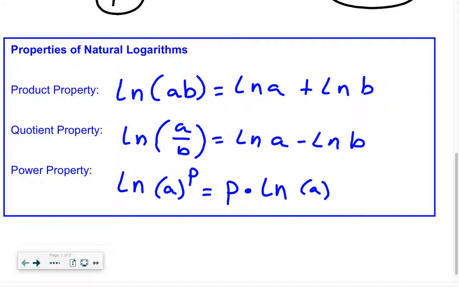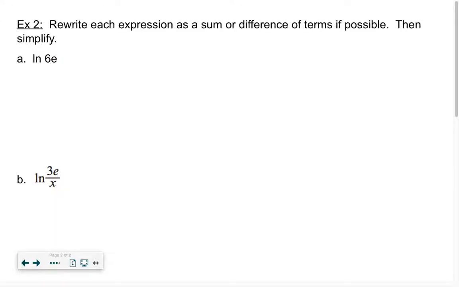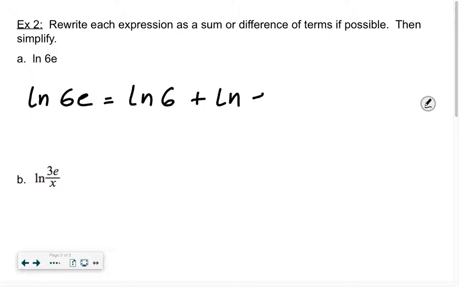Good to move on. Rewrite each expression as a sum or difference of terms, and then simplify if we can. Once again, you did this in the warm-up. Natural log of 6e. We're multiplying between those two numbers. So if we separate them out, we got to use the addition sign.